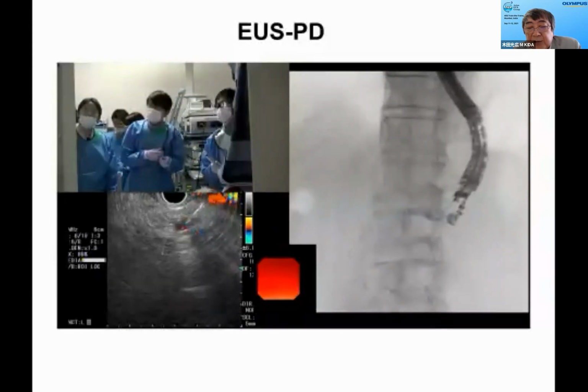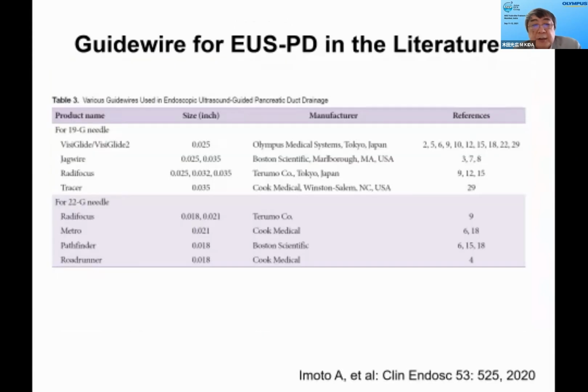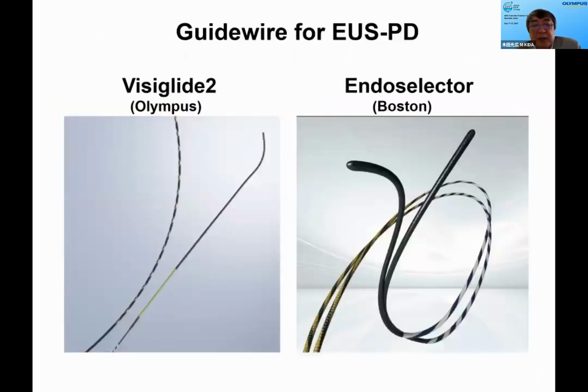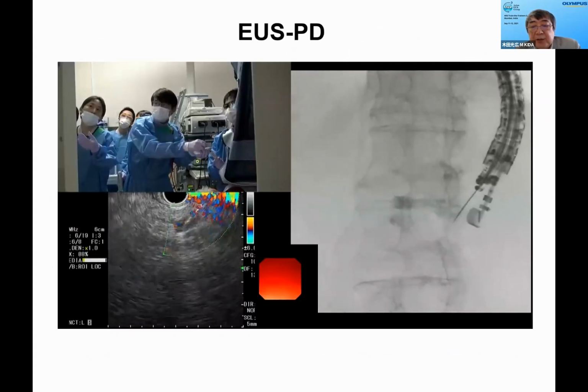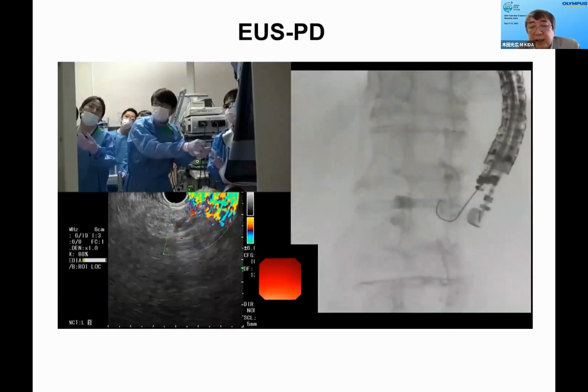Then you can see the dilated MPD by the X-ray. So in the literature, there are many guide wires used for the EUS-PD, such as the VisiGlide 2, Jagwire, Fielder, Tracer, Fielder, Metro, Pathfinder, Roadrunner, and so on. Generally, in our department, we mainly use the VisiGlide 2 and the Endoselector. After puncturing the MPD, now we negotiate the guide wire into the MPD.